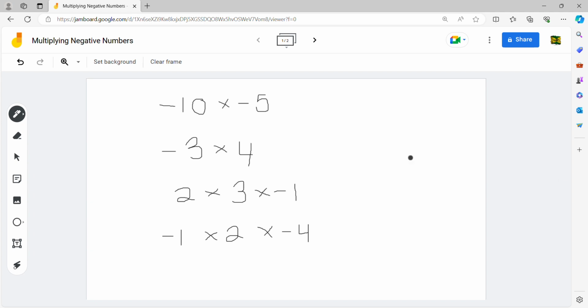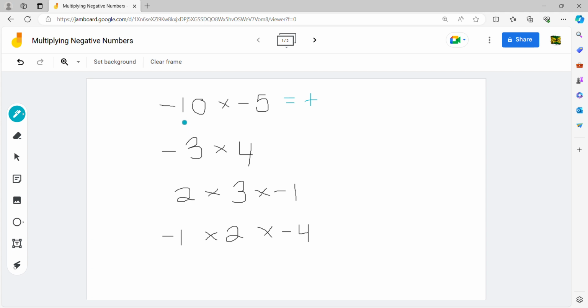So let's look at these examples here. Up here we have negative 10 times negative 5. We have two negative numbers multiplying together, which is an even amount, so therefore the result automatically is going to be a positive. I'm just going to write this positive sign right here for now to differentiate between positive and negative. Alright, so we got that out the way.